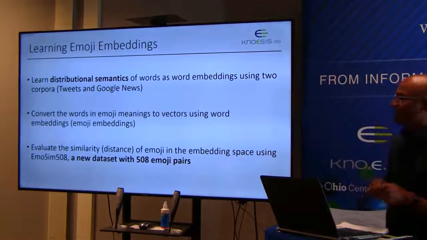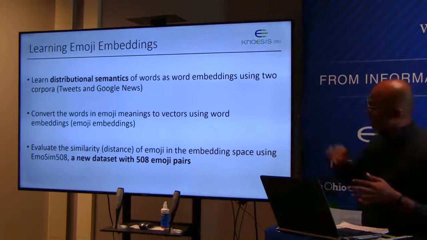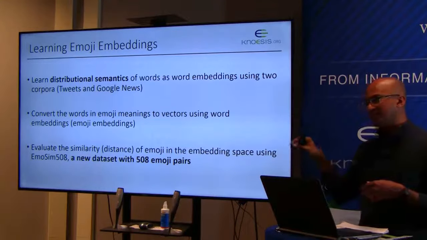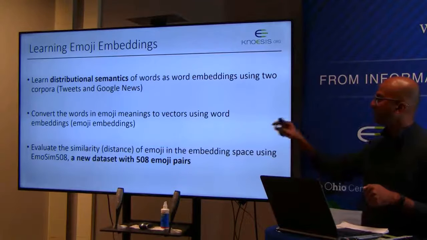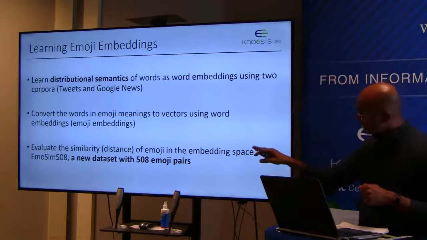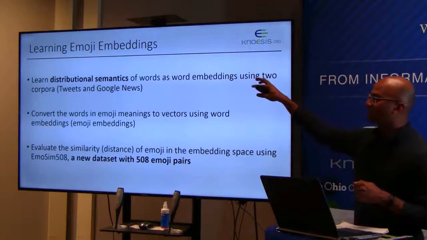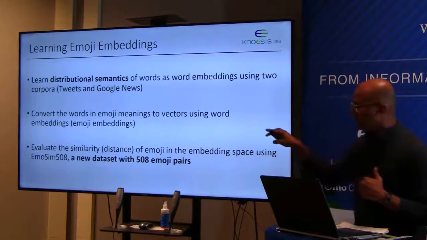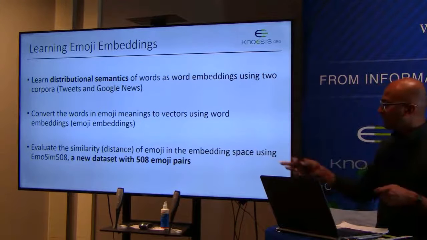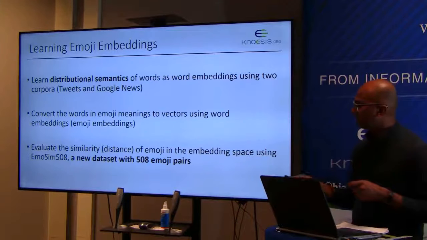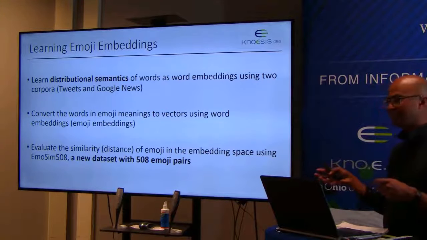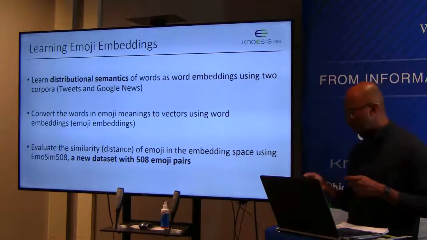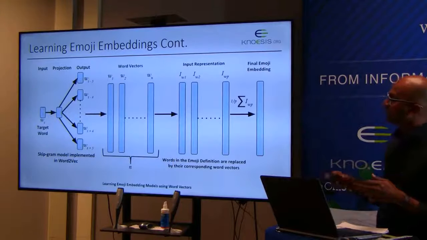Then we collected a huge Twitter corpus and learned the distributional semantics of words. We replaced each and every word in our emoji representations with their corresponding word embeddings, so that we could combine distributional semantics with knowledge that came from EmojiNet in our method. Then we used an emoji similarity dataset that we created in-house, which contained 508 emoji pairs, to evaluate our results.